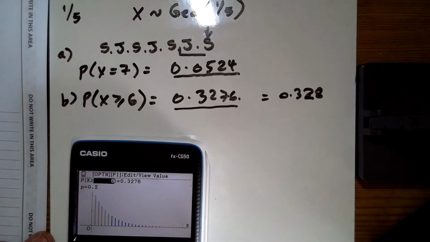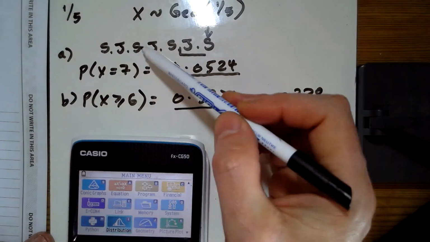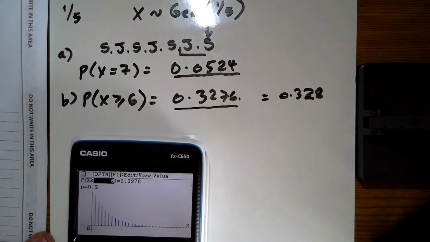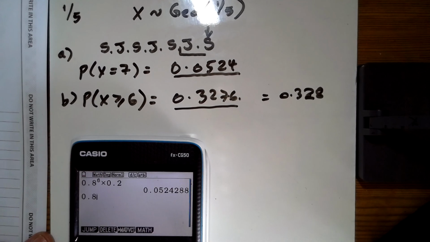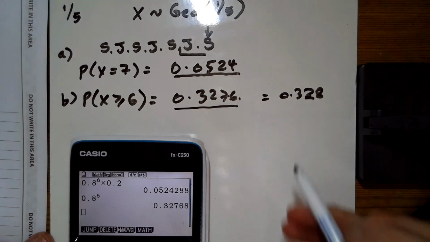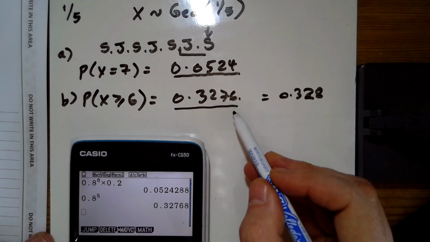Making sense of that, of course, that means that really these 1, 2, 3, 4, 5 were all failures, and so we can just check that again. 0.8 to the power of 5, they were all failures, and look, we get exactly the same thing there.